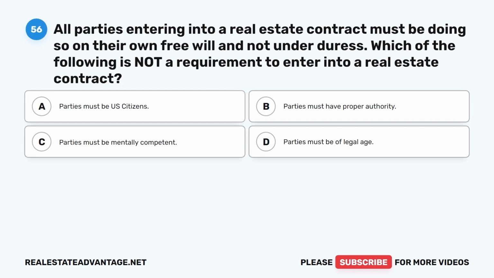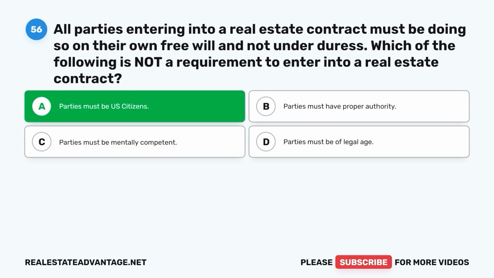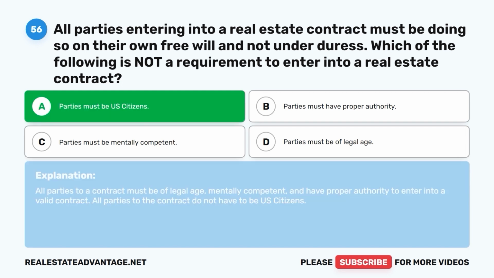Question 56. All parties entering into a real estate contract must be doing so of their own free will and not under duress. Which of the following is not a requirement to enter into a real estate contract? A. Parties must be U.S. citizens. B. Parties must have proper authority. C. Parties must be mentally competent. D. Parties must be of legal age. The correct answer is A. Parties must be U.S. citizens.